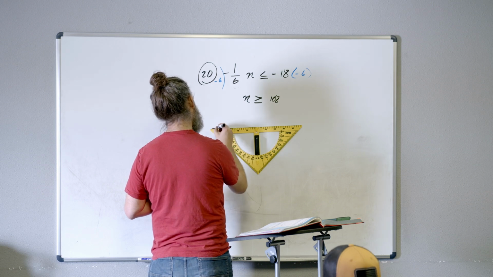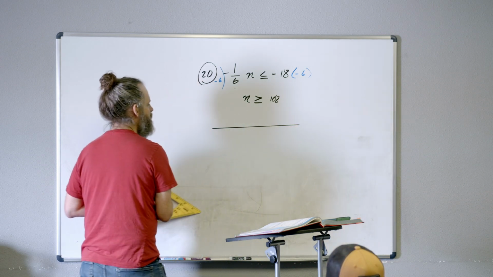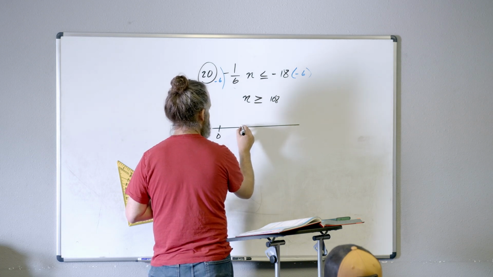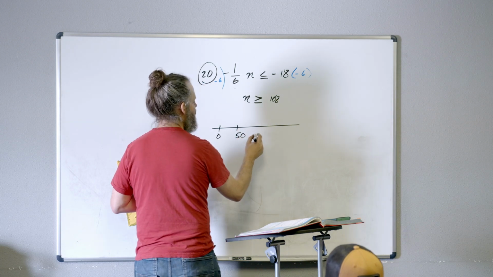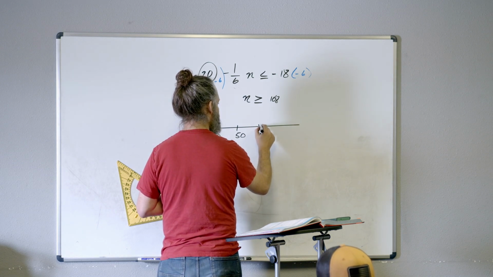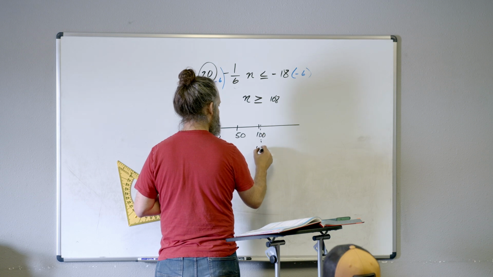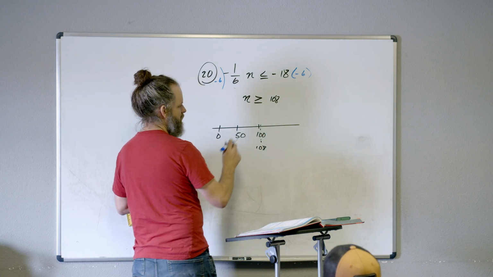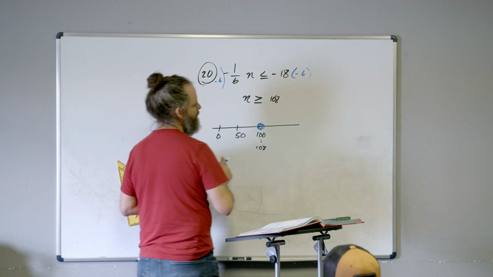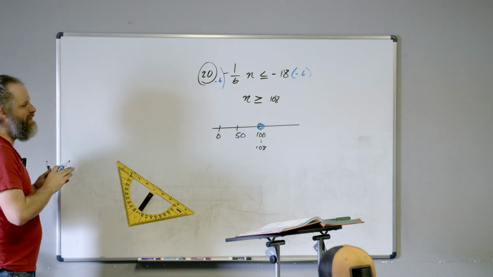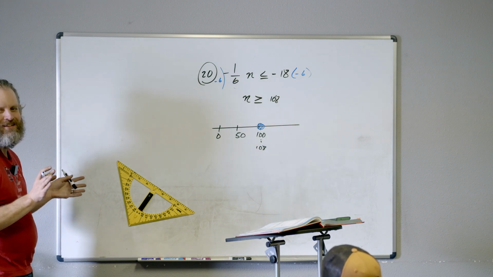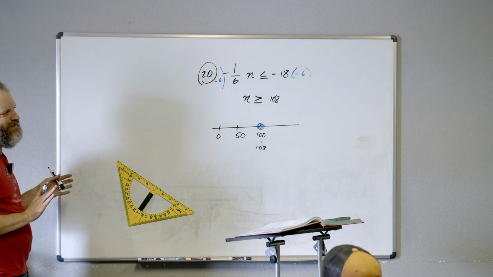So then it will be a filled in circle at 108. 0, and then how about 50, and then 100, and then 108. Do a filled in circle. Look here. See how pretty that looks? Filled in circle. Not just a number line with nothing on it, not arrows on the top, nothing else weird. I'm telling you, don't do weird things. Just do it right.